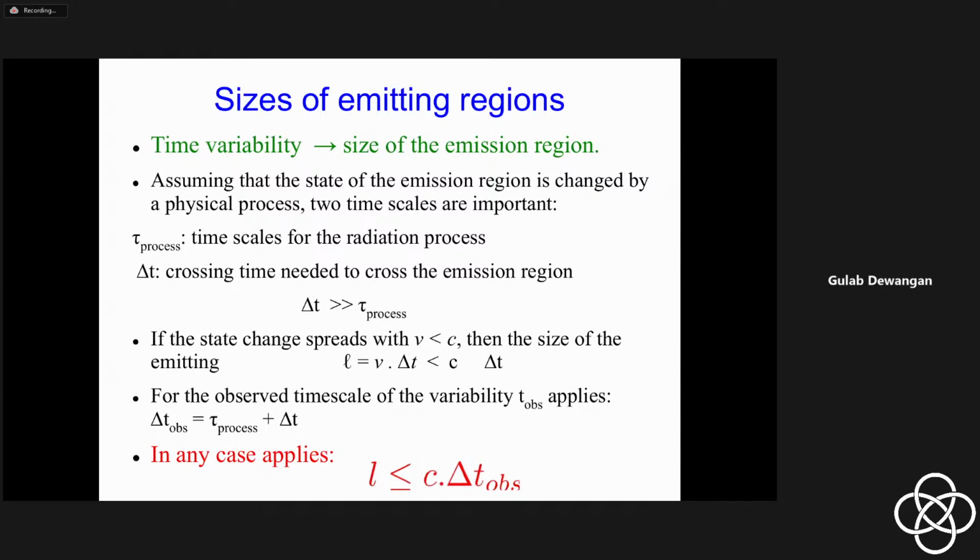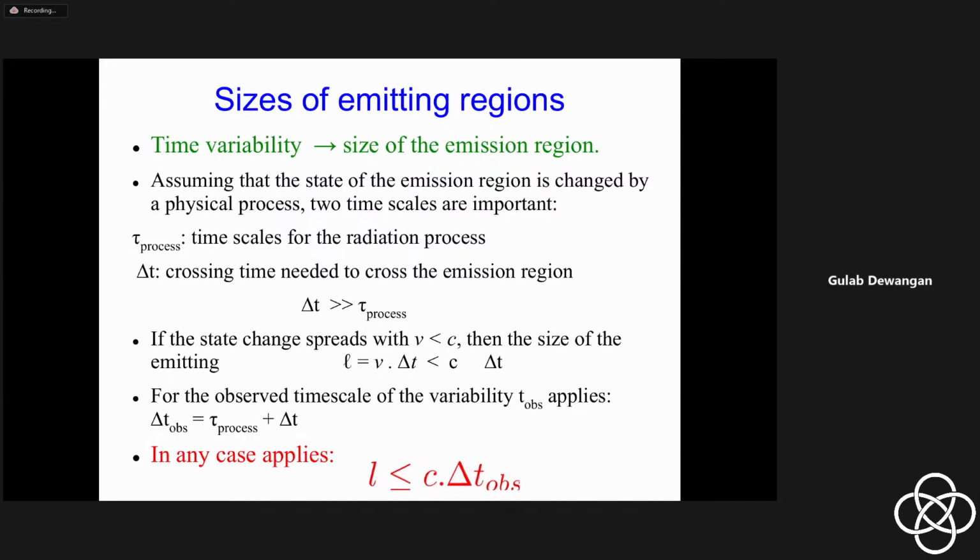First, the time variability. This gives us the size of the emission region, because we cannot resolve the sources. So we need to use a time variability argument to estimate the size of the emission region. So assume that the state of the emission region is changed by a physical process. So let's say you have some kind of a medium. You can assume for that matter a spherical medium. So then something happens at, let's say, the center, and this disturbance then travels to the entire region, and that time scale.